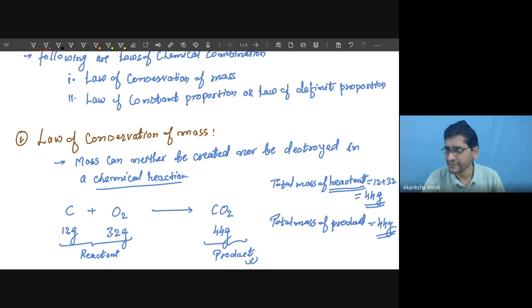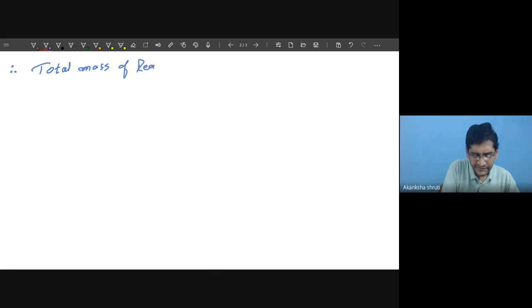So what can we write from here? It simply means the total mass of reactants is always equal to the total mass of the product. So it is written like this: therefore, total mass of reactants is equal to total mass of product.